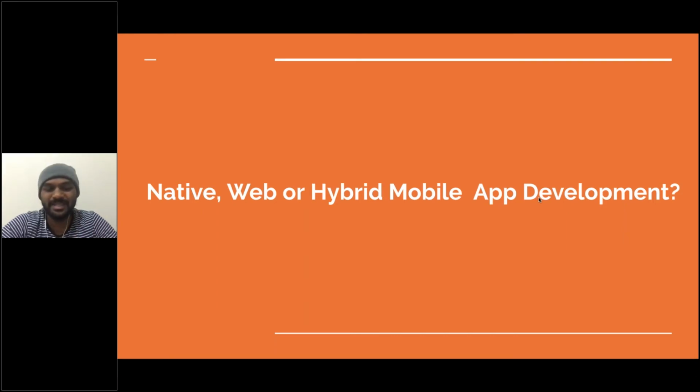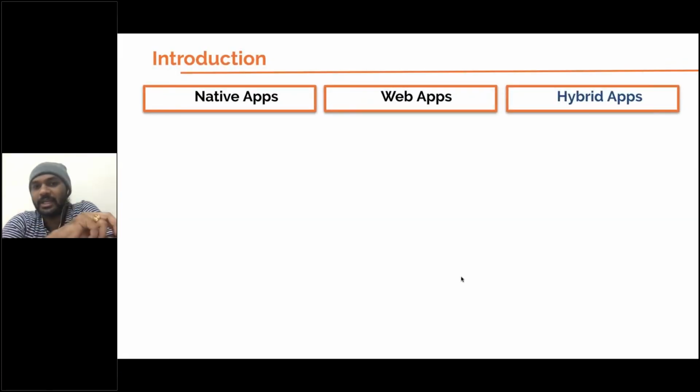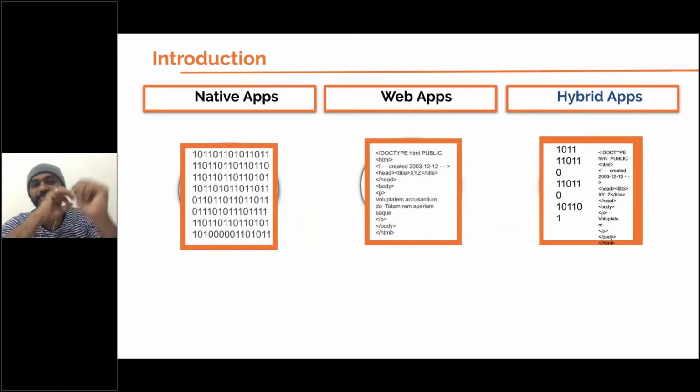So what do native, web and hybrid mean? A native application, in the sense, works on those specific devices only. Whereas web and hybrid are a different kind. Let's enter into this. So native apps, web apps, hybrid apps. What does native app mean? A native app renders the proper binary code for a specific operating system.